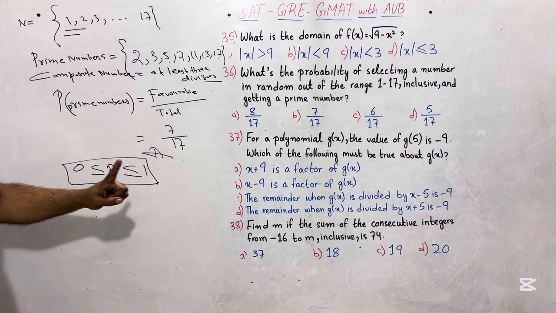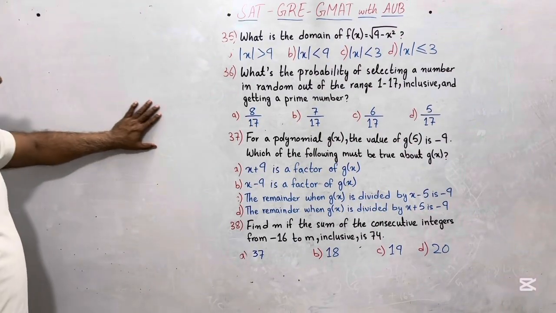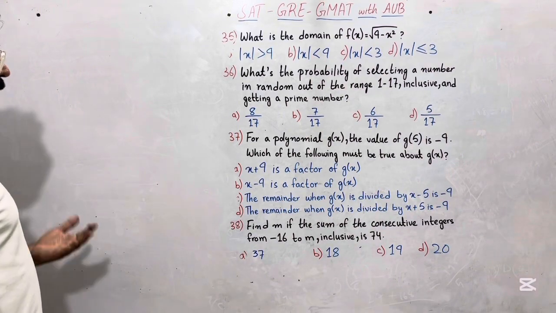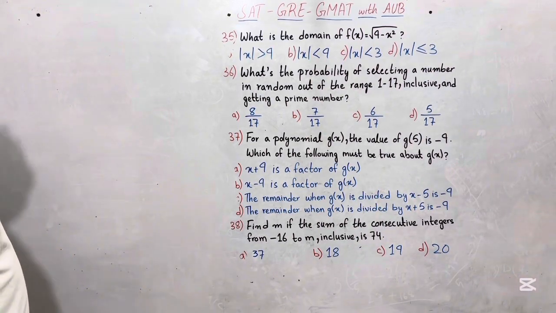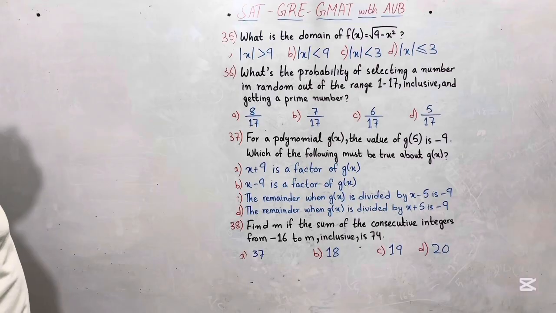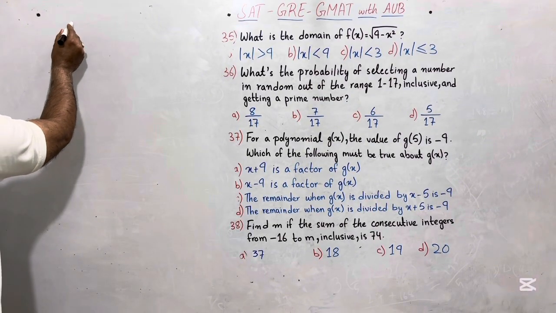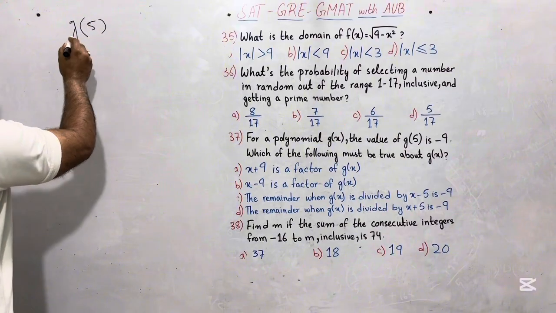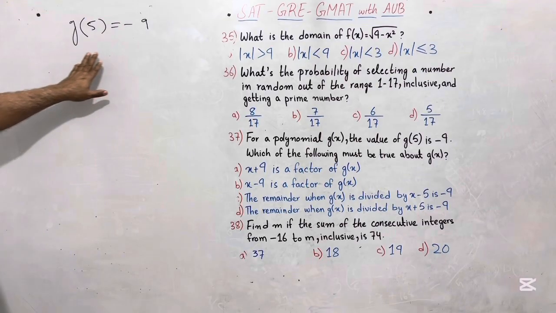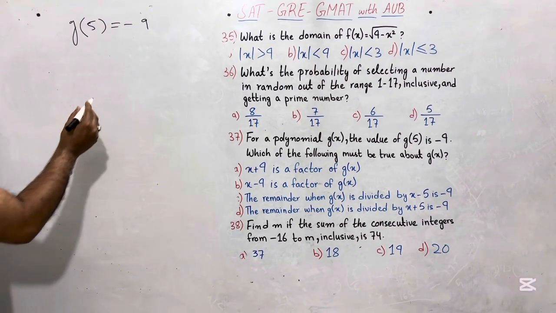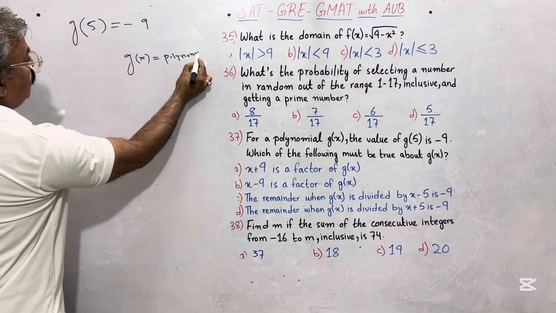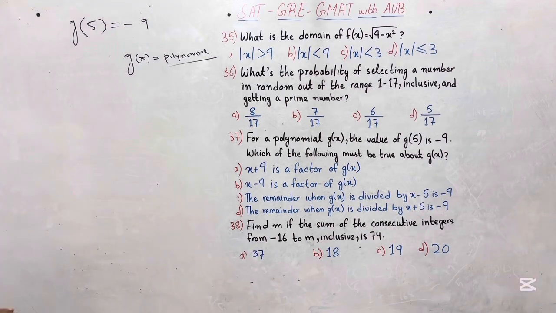Moving towards the next question, question number 37. For a polynomial g of x, the value of g of 5 is minus 9. Which of the following statements must be true about g of x? We have g of 5 is equal to negative 9, where g of x is a polynomial of any degree.